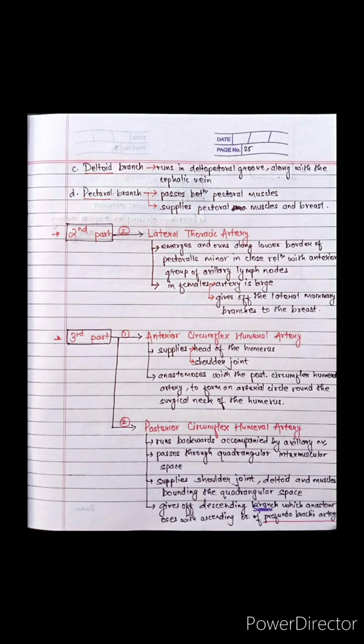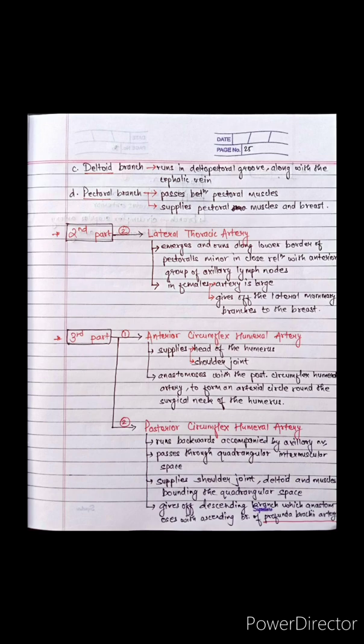The first branch from the third part is anterior circumflex humeral artery. It supplies the head of the humerus and shoulder joint. It anastomoses with the posterior circumflex humeral artery to form an arterial circle round the surgical neck of the humerus.